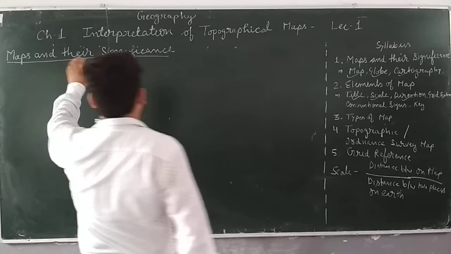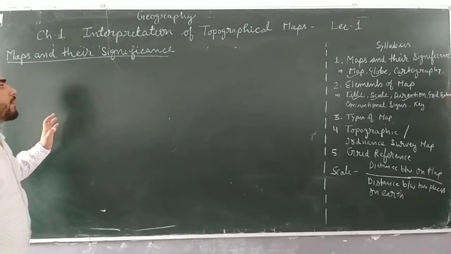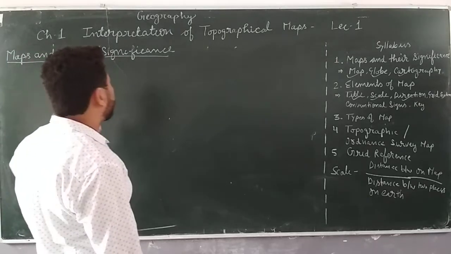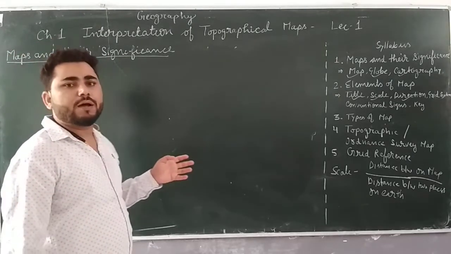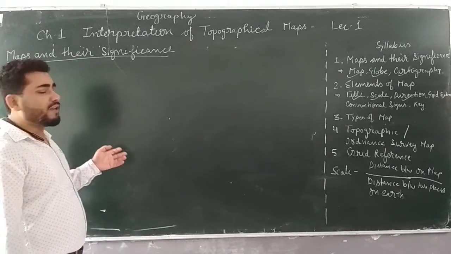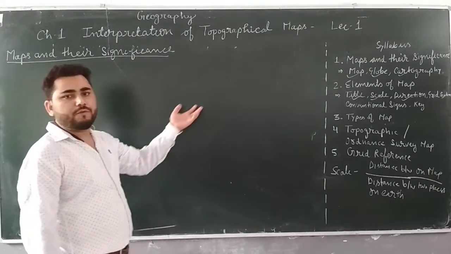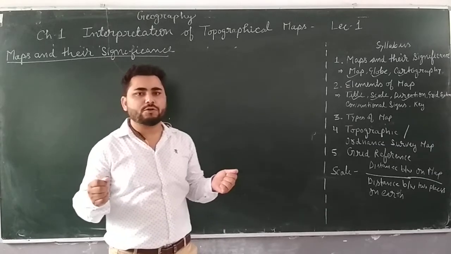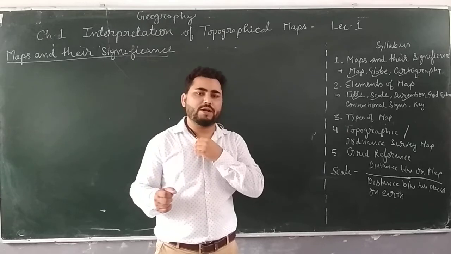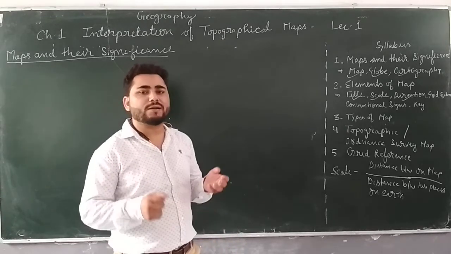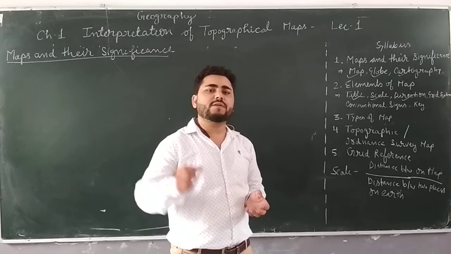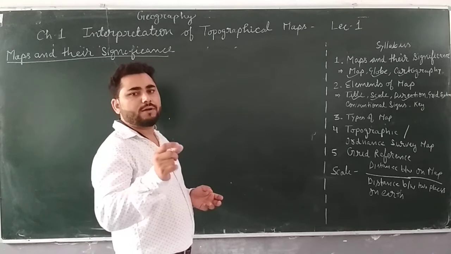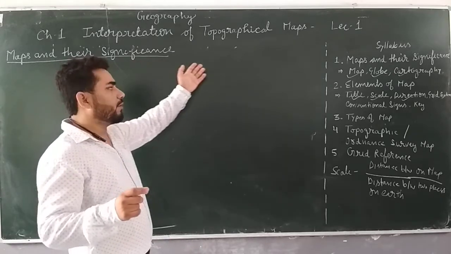Okay, now let us begin our chapter, interpretation of topographical maps. As the name suggests, interpretation means to interpret or to explain the meaning of something, right? Here we need to understand the meaning of topographical maps. Suppose one topo sheet or topographical map is given to you, then how will you understand the information given in that topo sheet or topographical map? That thing is called interpretation of maps.